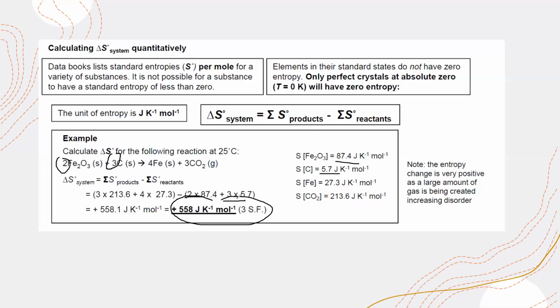Actually the unit is joule per mole Kelvin, or J K⁻¹ mol⁻¹. You should always write your answer in 3 significant figures. So this is how we calculate the quantitative analysis of entropy of the system. Is this clear? So always the product minus the reactant.